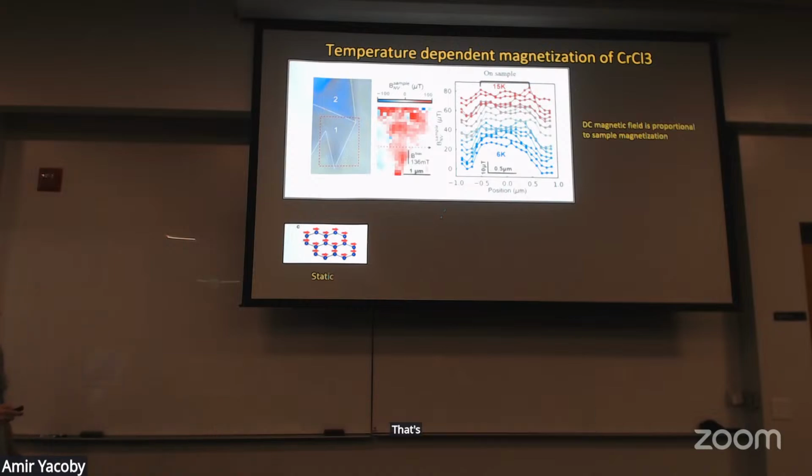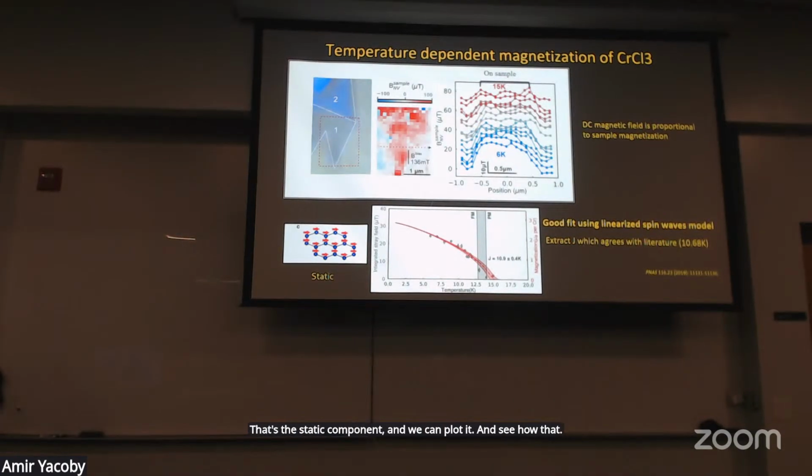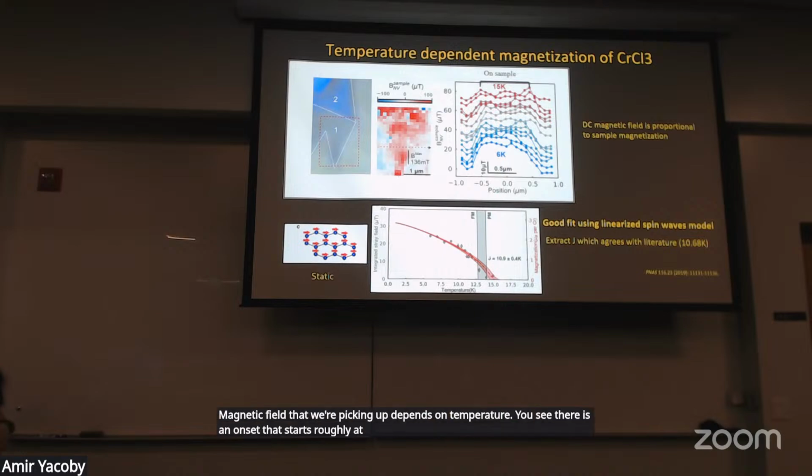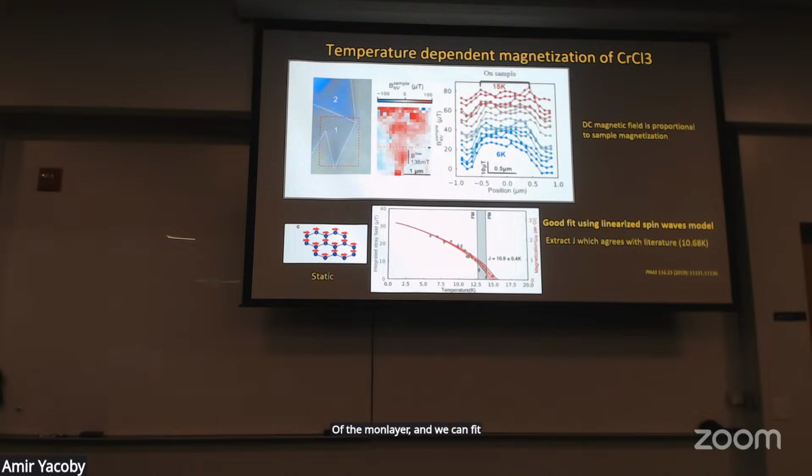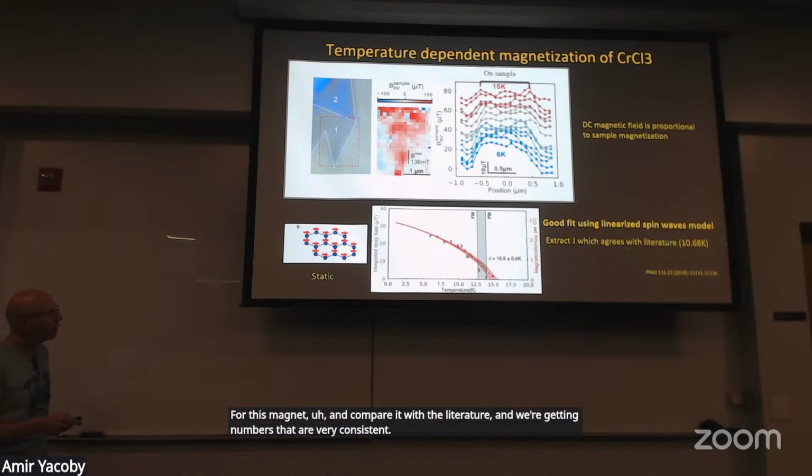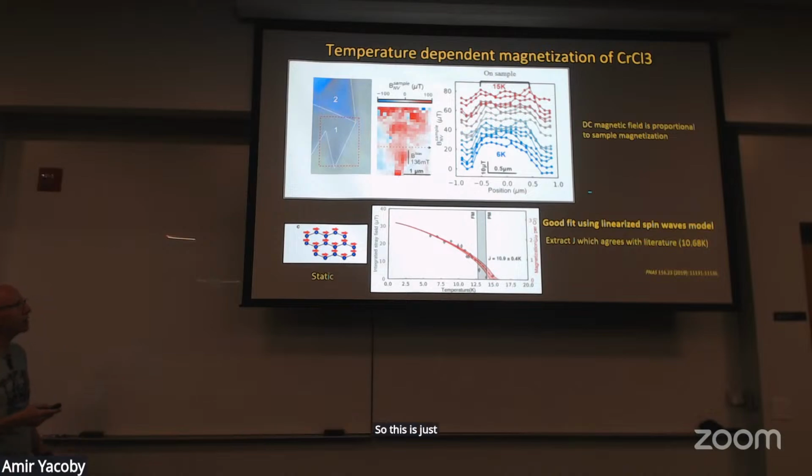That's the static component, and we can plot it and see how that magnetic field that we're picking up depends on temperature. You see there is an onset that starts roughly at 15 Kelvin. That's the ordering transition of the monolayer. And we can fit a line here that agrees really well with the linearized spin wave model, which allows us to extract the exchange interaction for this magnet and compare it with the literature, and we're getting numbers that are very consistent. So this is just the static magnetization of the system, and it's ordering very nicely at around 15 Kelvin.